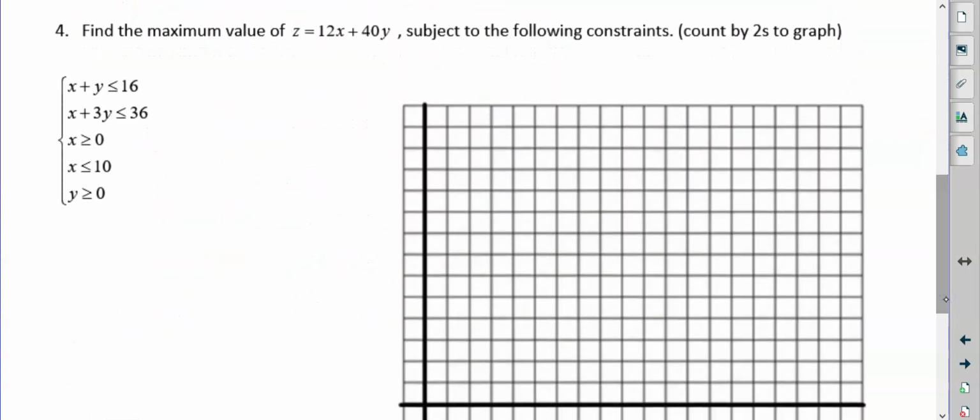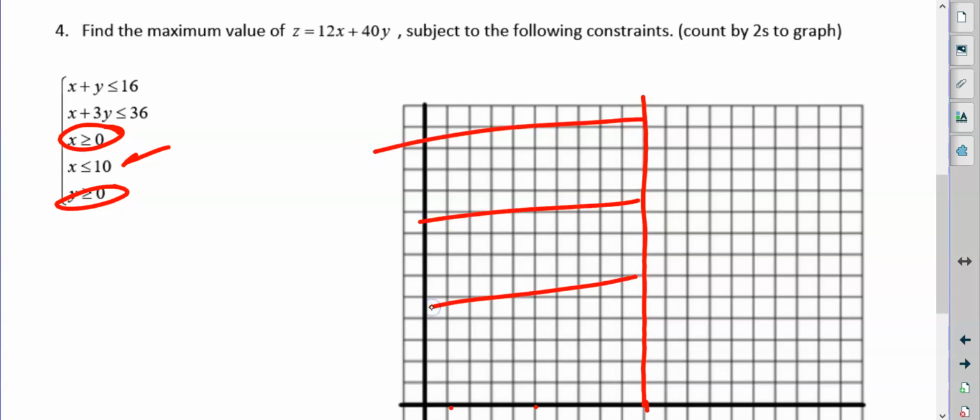Right? Again, this and this is done for us. But notice we have a vertical line at 10. So 1, 2, 3, 4, 5, 6, 7, 8, 9, 10. I think I should be able to do this one pretty easily. Not bad. So that's going to be everything left of that line. Less than 10. Pretty easy.